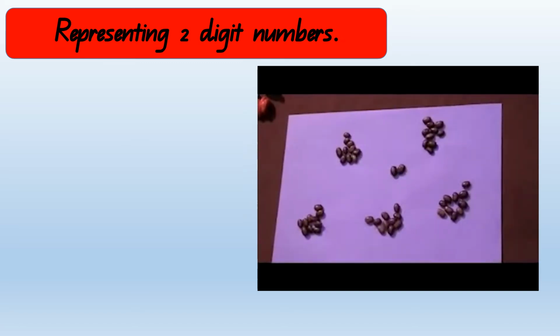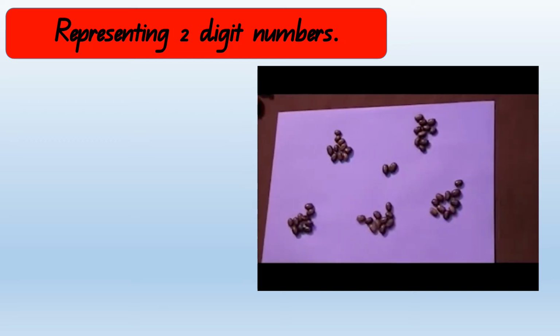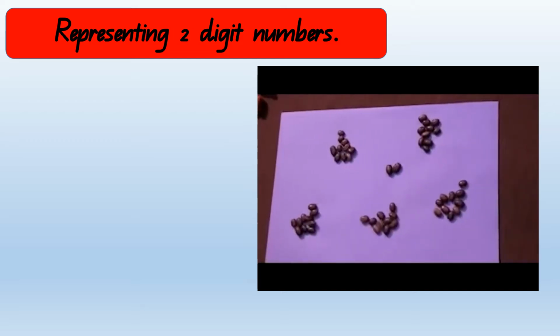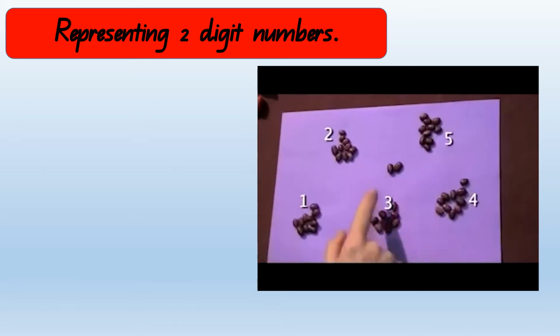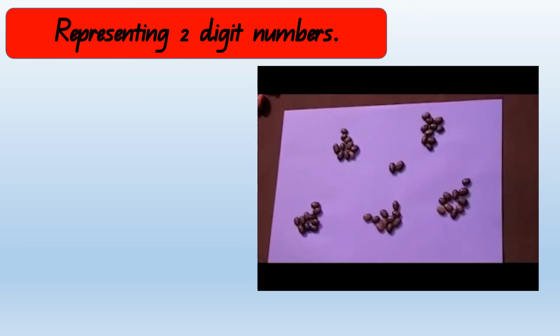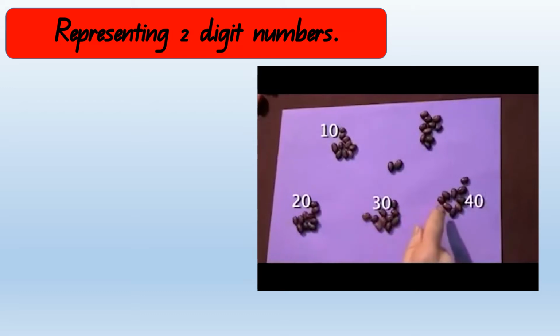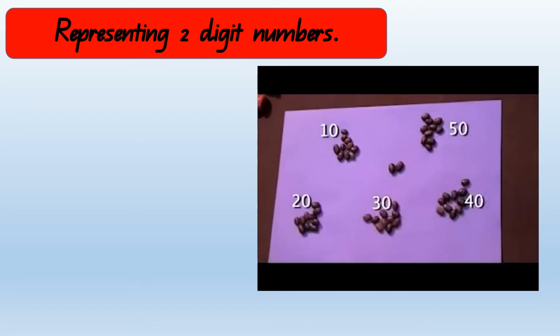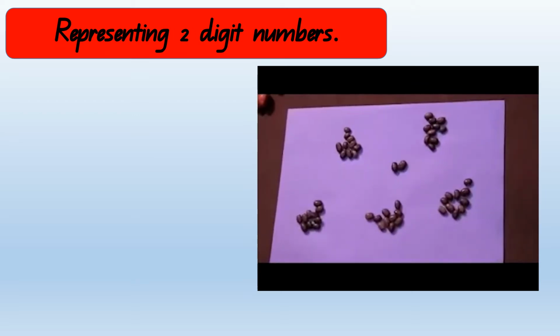I could put these groups into Ziploc bags, but for the moment I don't need to. I have 5 groups of 10 beans, 1, 2, 3, 4, 5, and 2 beans left. Just to check that I have 52 beans, I'll count them in tens. 10, 20, 30, 40, 50. And I can use counting on to get the total. 50, 51, 52.